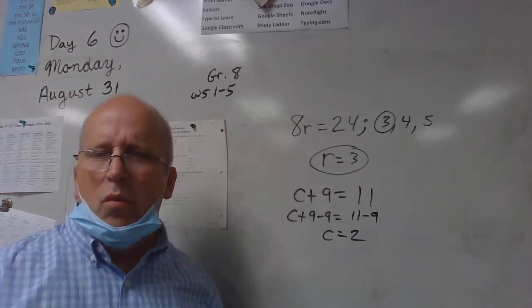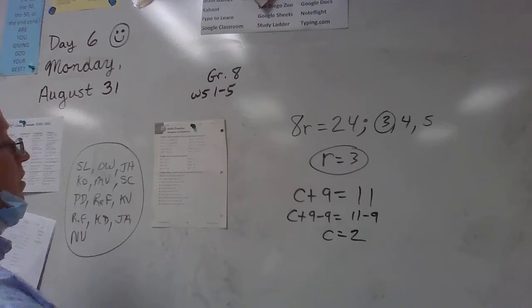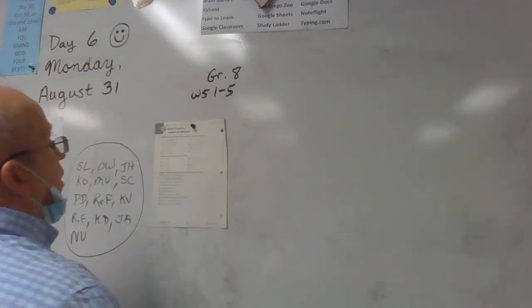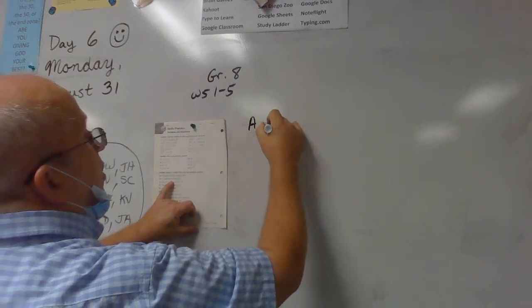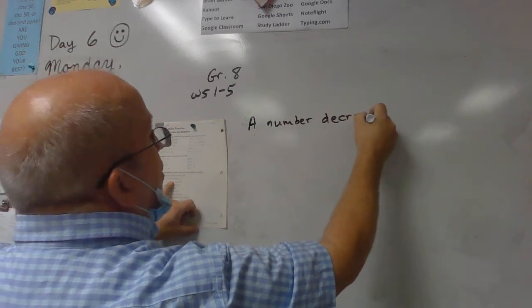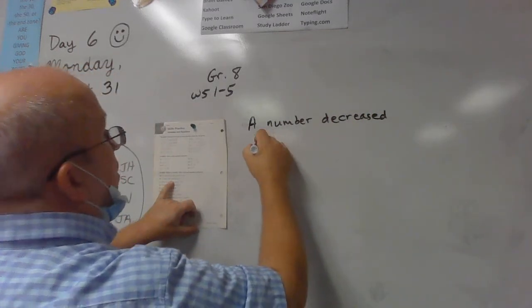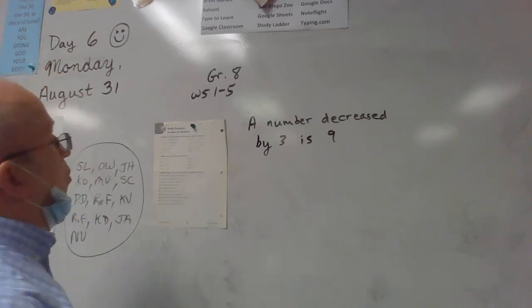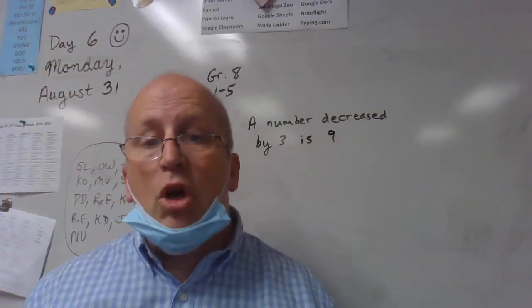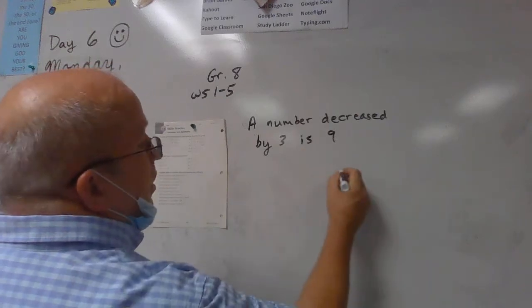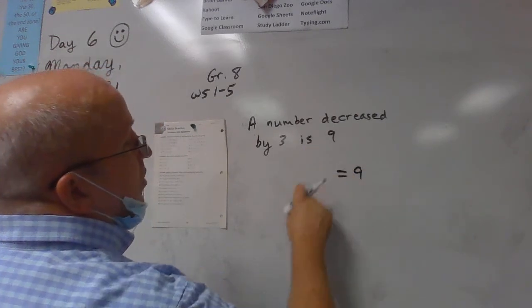Hopefully you see this isn't too tough of an assignment today. What if, though, you're given something like this: a number decreased by 3 is 9, and you're told to change that into a numerical equation. Remember how to do that? Is is our equal sign, so we know we have equals 9.